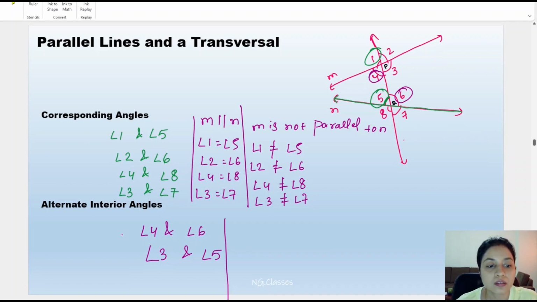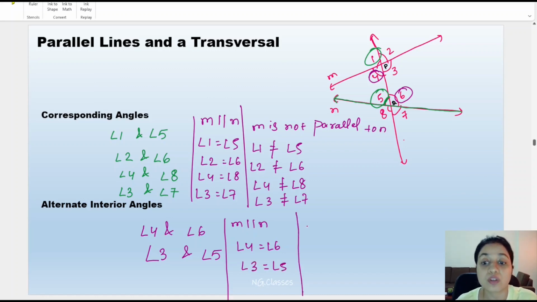The last one: when M is parallel with N, then angle 4 and angle 6 are equal to each other. Similarly, angle 3 and angle 5 are equal to each other. And when they are not parallel, then angle 4 will not be equal to angle 6 and angle 3 will not be equal to angle 5.